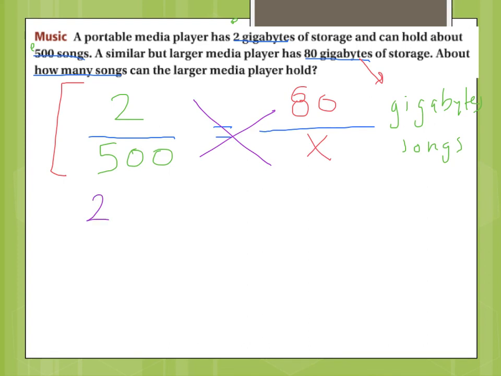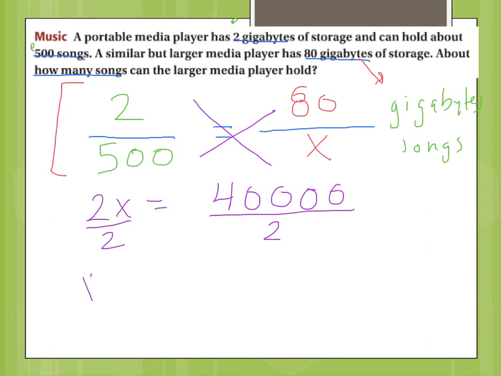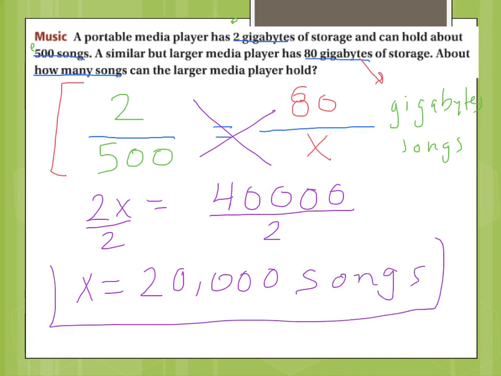So I have 2x is equal to 40,000 and divide both sides by 2. x is equal to 20,000. So I could fit 20,000 songs on that 80 gigabyte storage.